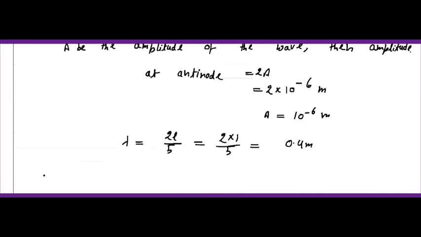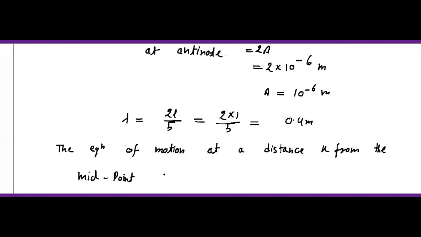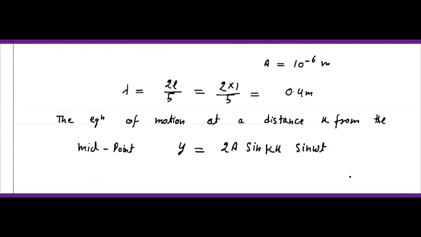Now the equation of motion at distance x. The equation of motion at a distance x from the midpoint will be given by y is equal to 2a sine kx sine omega t. Now the wave number k is equal to 2 pi by lambda, which is 2 pi by 0.4, equal to 5 pi.